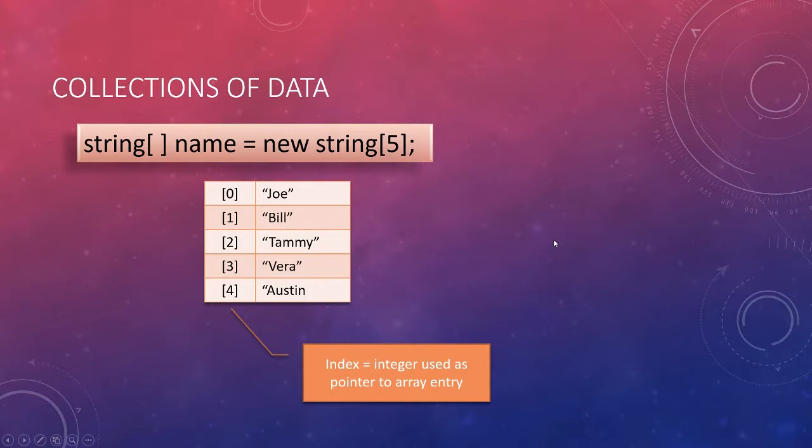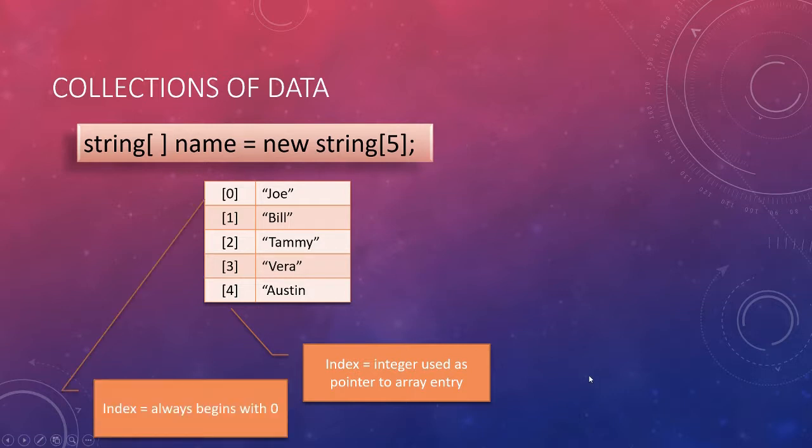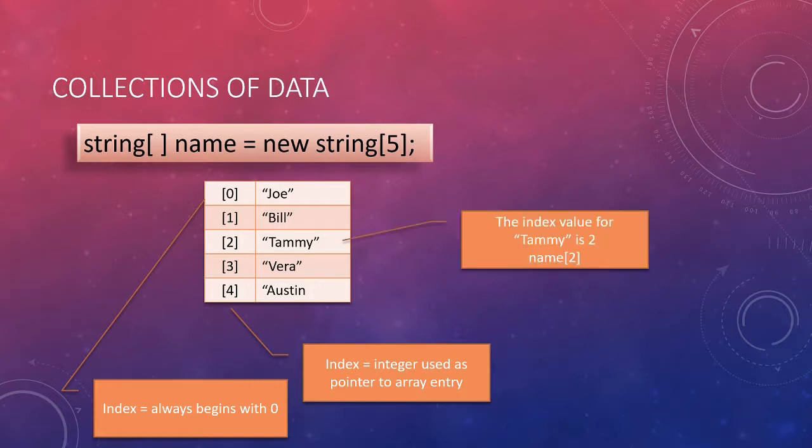So first of all, when we're working with these list items, we need somewhere to keep track of which thing is which, and we use an index to do that. And an index is simply just an integer, and we use it as a pointer, and it points to a certain array entry. We might also see it called a subscript. Our index values always begin with 0, and for example, the index value for our entry Tammy is 2.